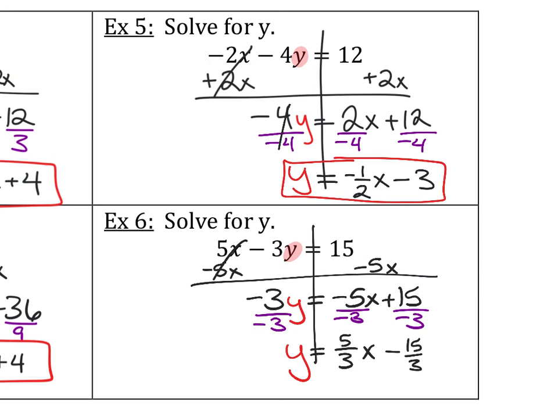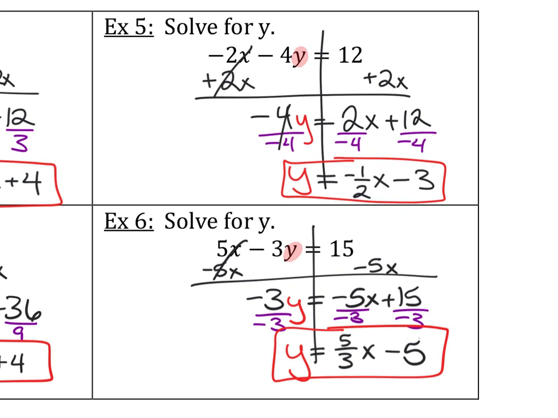Uh-huh. Oh, shoot, you can reduce that, can't you? 15 divided by 3 is 5. Y'all are right. Thanks for catching my mistake. How do we feel? Good.